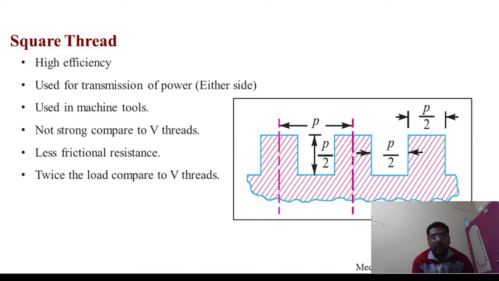It carries twice the load compared to V threads. The load carrying capacity is high compared to V threads, whose load carrying capacity is very low. These are the main advantages of using a square thread.